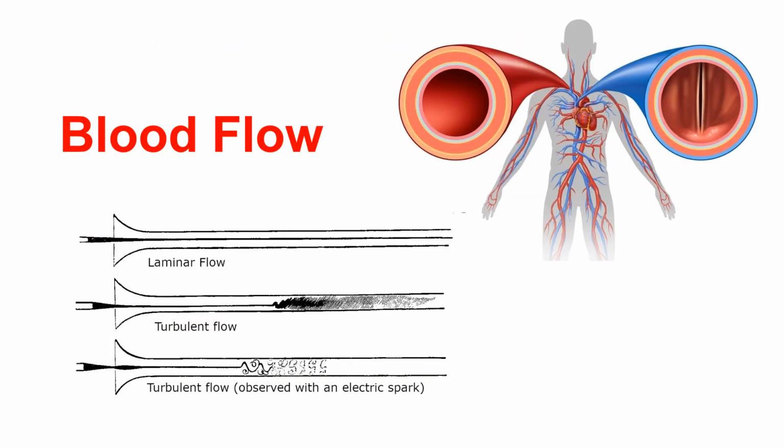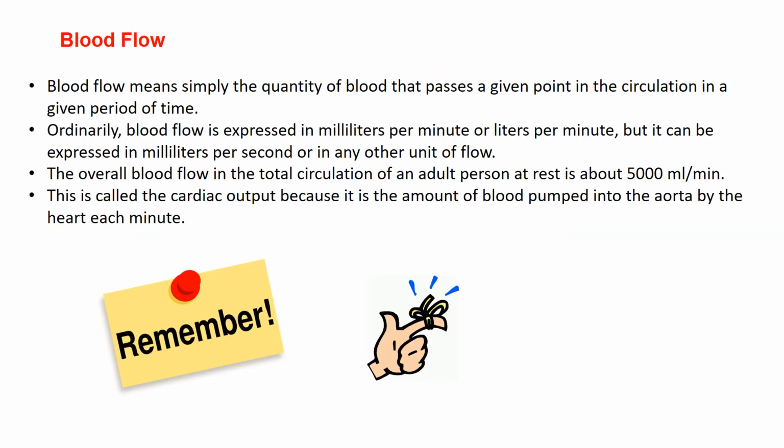Blood flow. Blood flow means simply the quantity of blood that passes a given point in the circulation in a given period of time. Ordinarily, blood flow is expressed in milliliters per minute or liters per minute, but it can be expressed in milliliters per second or in any other unit of flow.